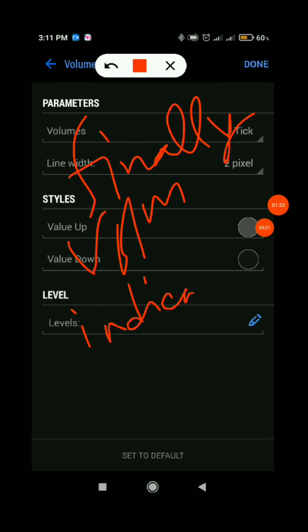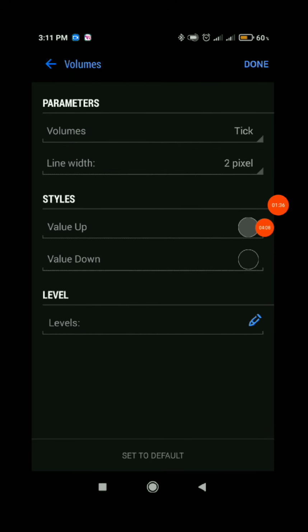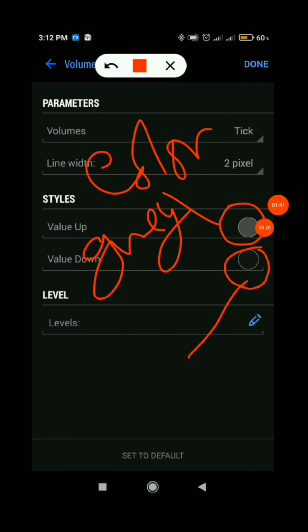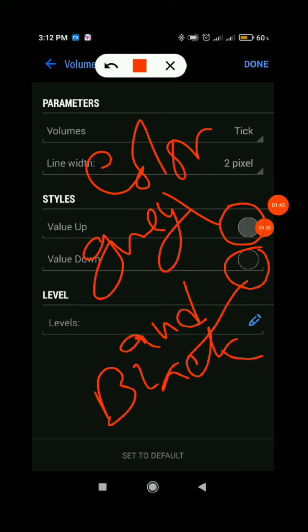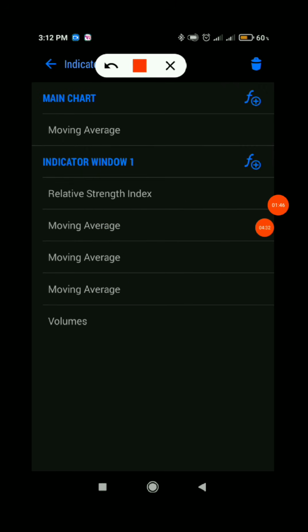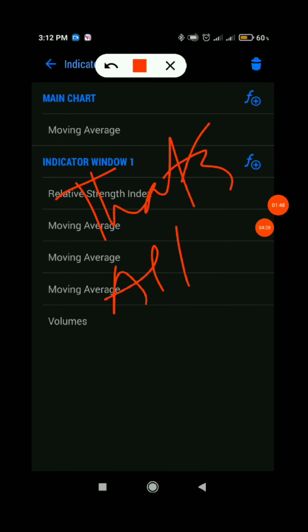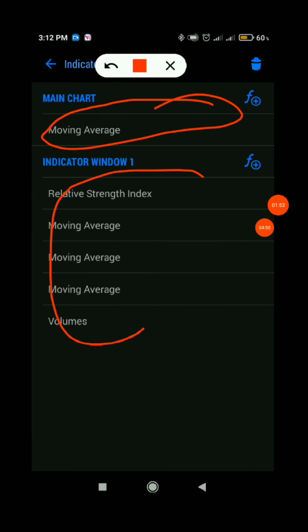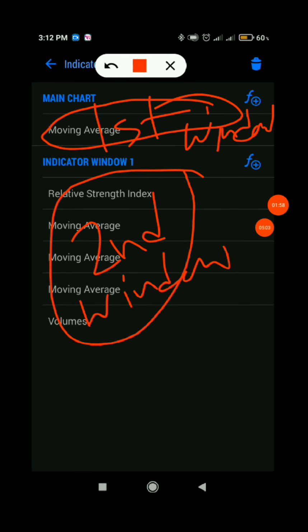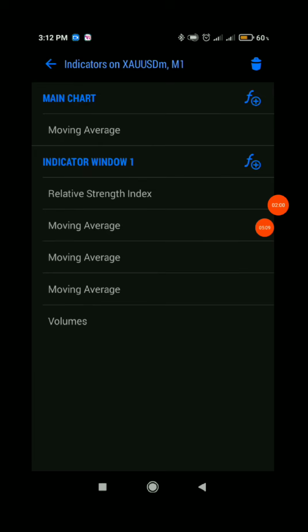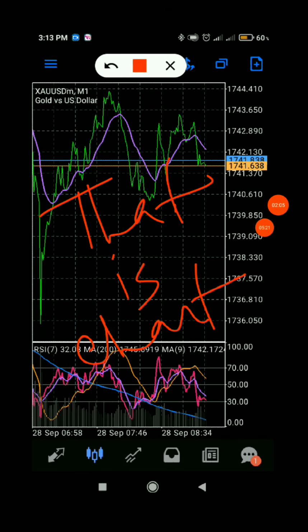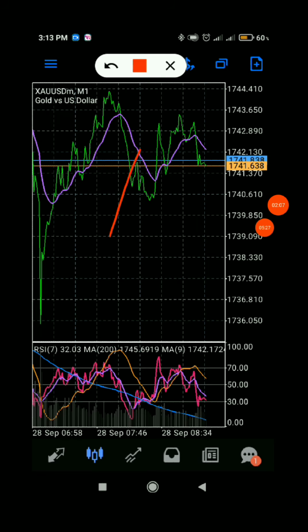Finally, you have to take the volume indicator with the default setup, but you have to choose colors like me, that is a gray color and black color according to your background color. So that's all. Here you see on the main chart only one moving average taken, and in the second window we take an RSI and other moving average and volume. So that's it.